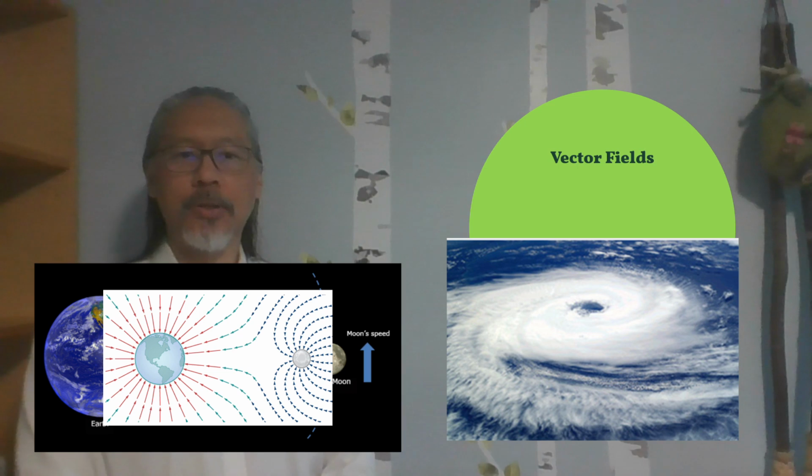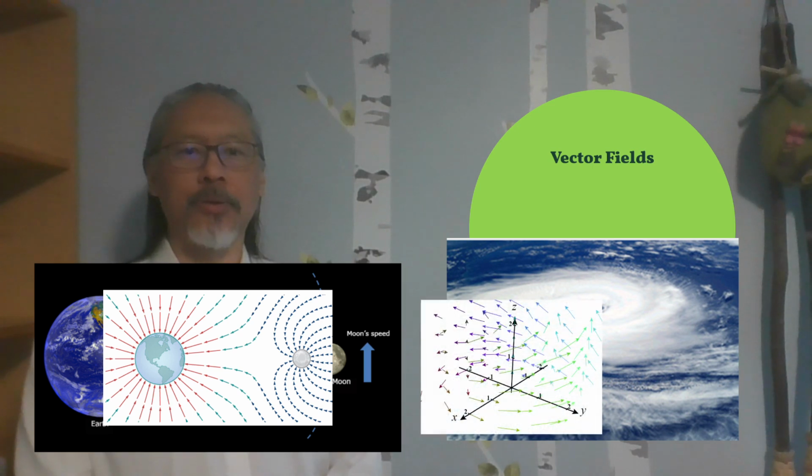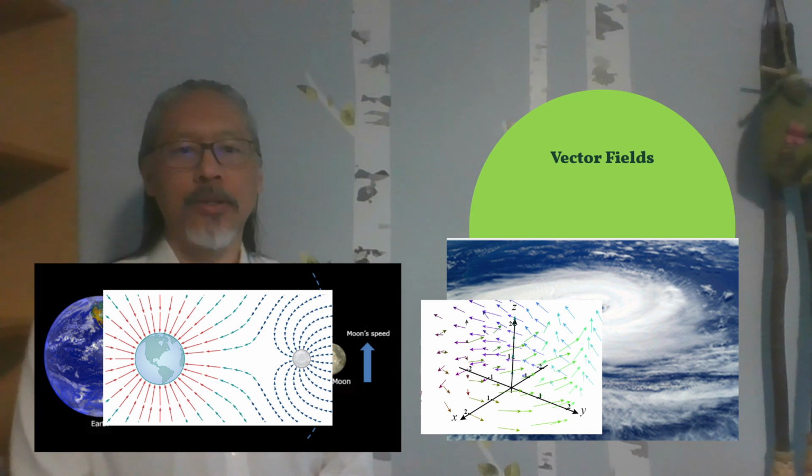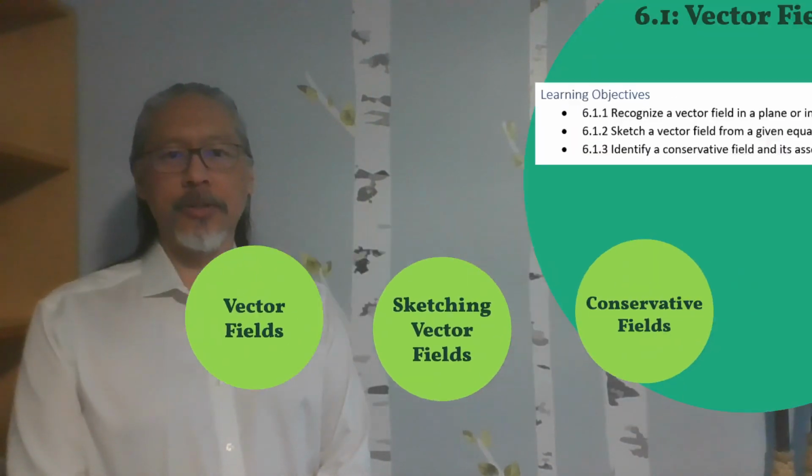Another quick example is that if we take a look at a three-dimensional version of a vector field, we could look at a hurricane or tornado, and how the wind blows around. As the speeds of these winds get larger, the vectors get larger, and they point in the direction that the wind is blowing. So here are a couple of examples of vector fields.